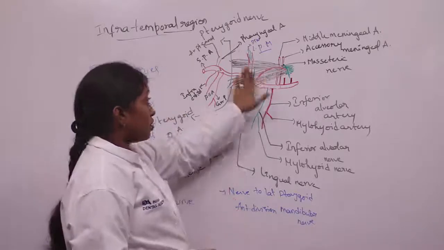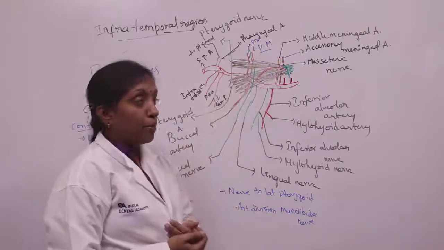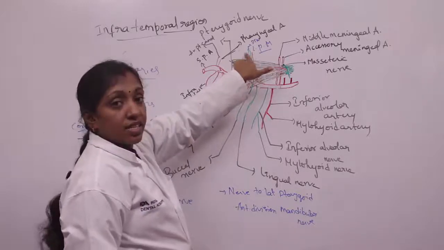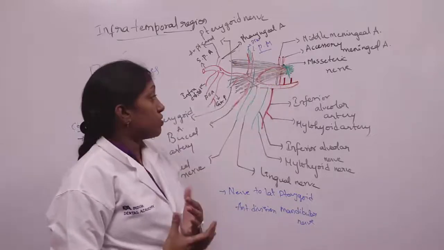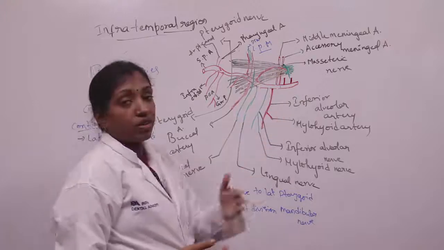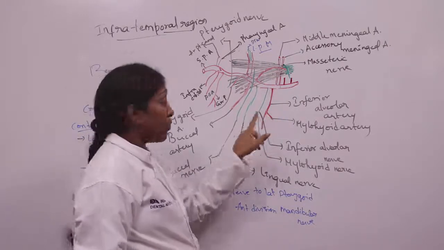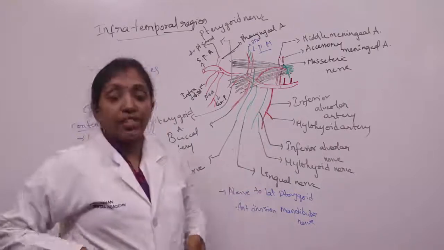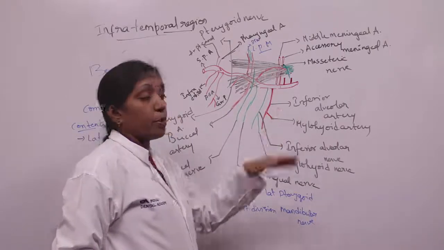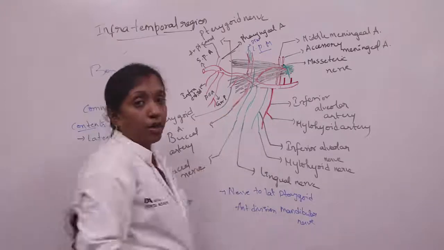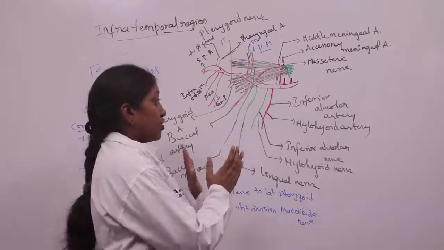And coming to the structures emerging from the upper border, we have deep temporal vessels and nerves, and masseteric nerve emerges from the upper border. And coming to the structures emerging from the lower border, we have the middle meningeal artery, inferior alveolar nerves and vessels, and lingual nerve. They emerge from the lower border of the lateral pterygoid muscle. So that's about the lateral pterygoid muscle.